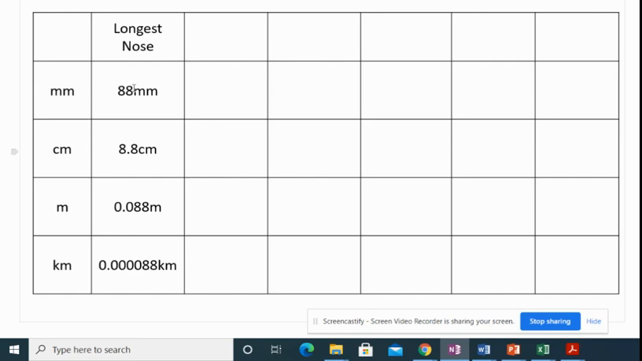It probably doesn't make much sense to go for meters and kilometers, but that's what I want you to do. I want you to write these different Guinness World Records, or whatever real world records you find, in each of these units. Writing the longest nose in kilometers doesn't make a lot of sense, to say 0.0000088 kilometers, but I want you to have a go at moving between these units and dealing with some numbers that are a little bit more tricky, or quite small or quite large potentially. So copy and complete this table.